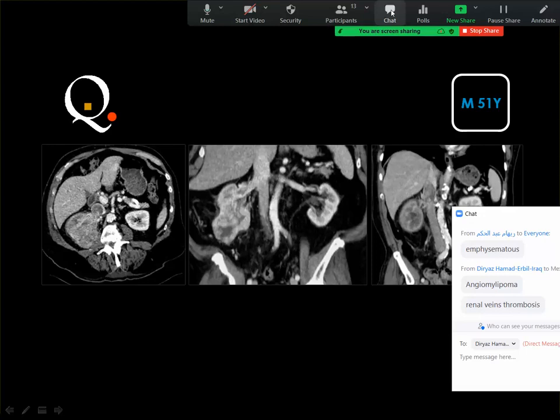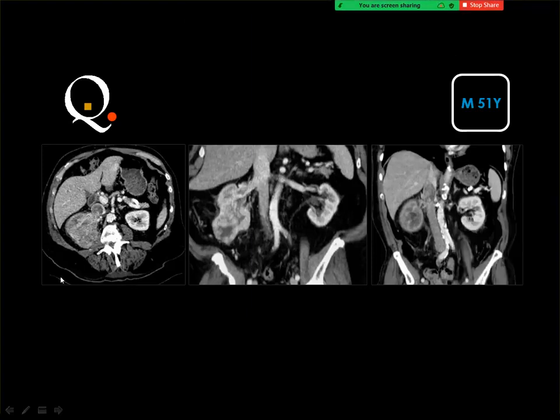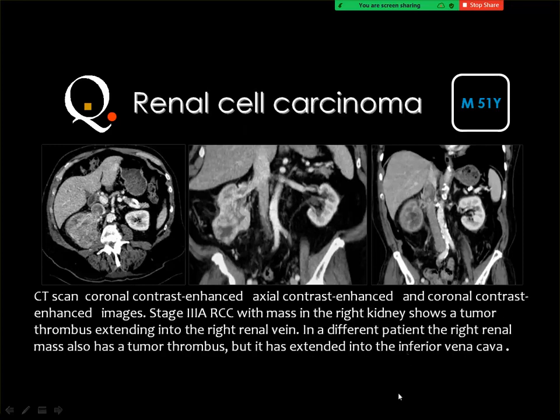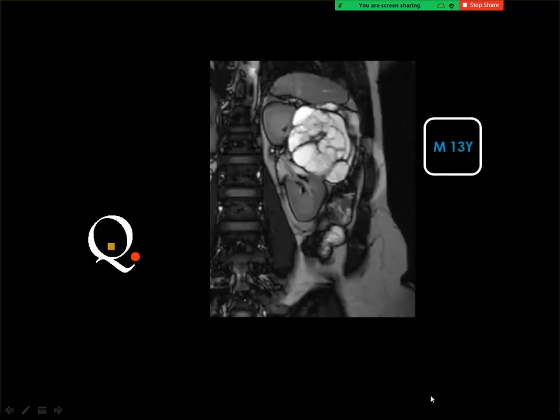Renal vein thrombosis. And what about the kidney? Yes, and this is renal cell carcinoma on the right side, invading the renal vein as well as the IVC. You see the big tumor thrombus in the IVC, and there is extension through, of course, the renal vein into the IVC. This is renal cell carcinoma with invasion of the renal vein and the IVC. This is a child, 13 years old.